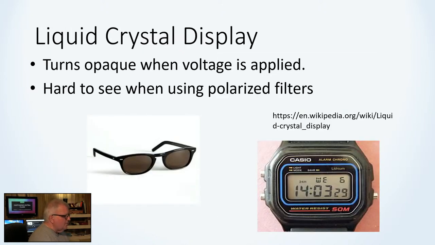Liquid crystal displays have been around forever. In fact, I'm wearing one right now on my wrist. It kind of looks like this. It's a device that turns opaque when voltage is applied, and it uses polarizing circuits in here. Sometimes, though, if you're wearing polarized sunglasses, it's very hard to read these displays. So liquid crystal displays turn opaque when voltage is applied.